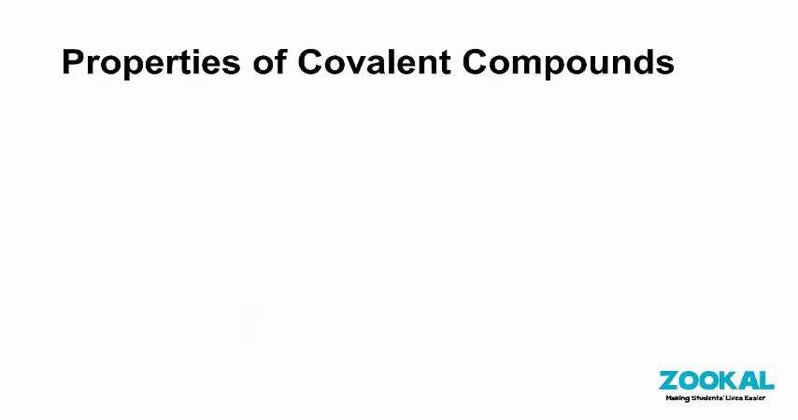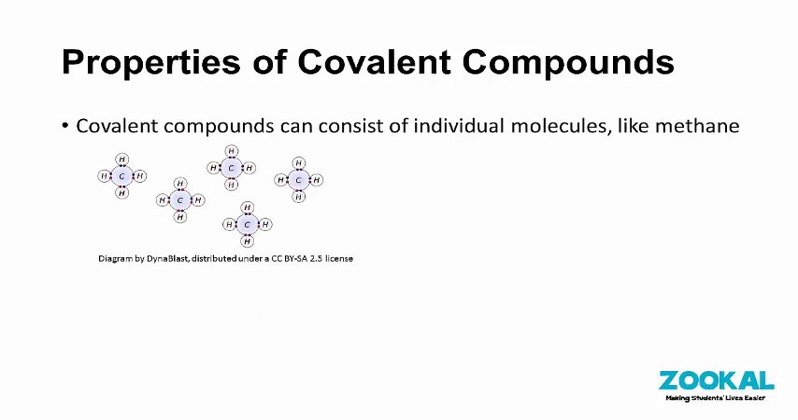Covalent compounds can exist as individual molecules, such as methane. Each methane molecule itself is held together by a high bonding energy. However, there is very little bonding energy between the molecules themselves. This makes the compound very easy to pull apart and very easy to melt.